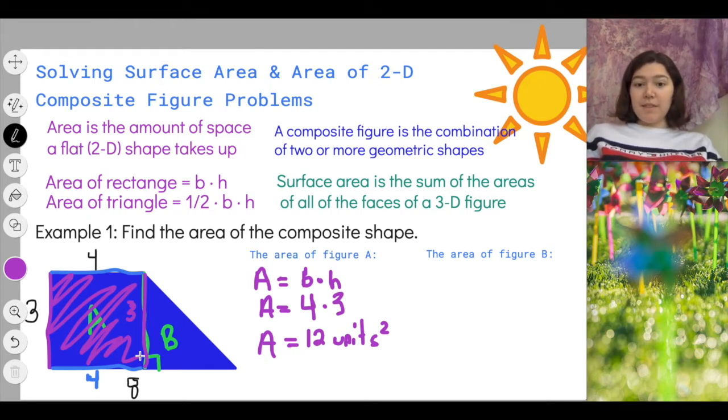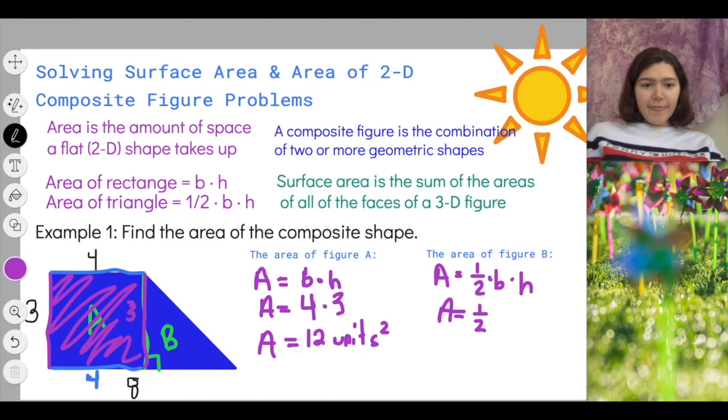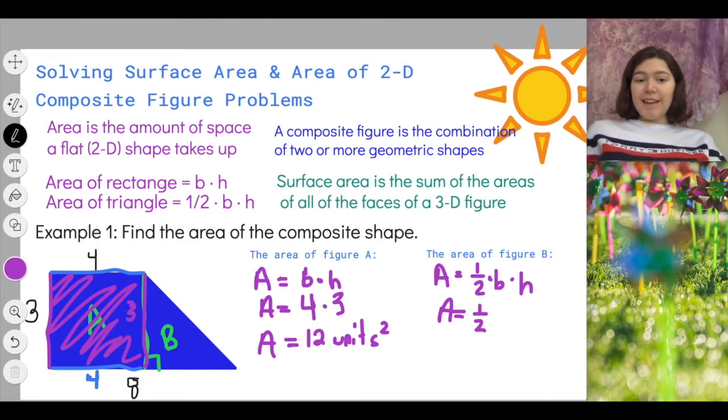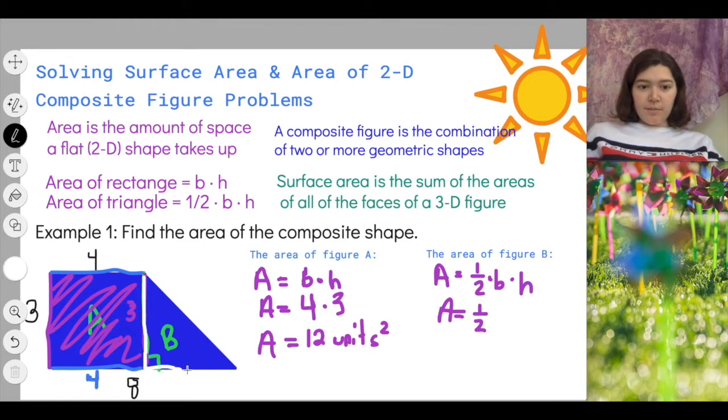Okay, now let's do the same thing for figure B. Figure B, I have a triangle. So my area, instead of being equal to base times height, is going to be equal to 1/2 base times height. So the height, what is very important for triangles, is your height has to be measured as the side length with your 90-degree angle. So when I look here, this is my 90-degree angle right there.